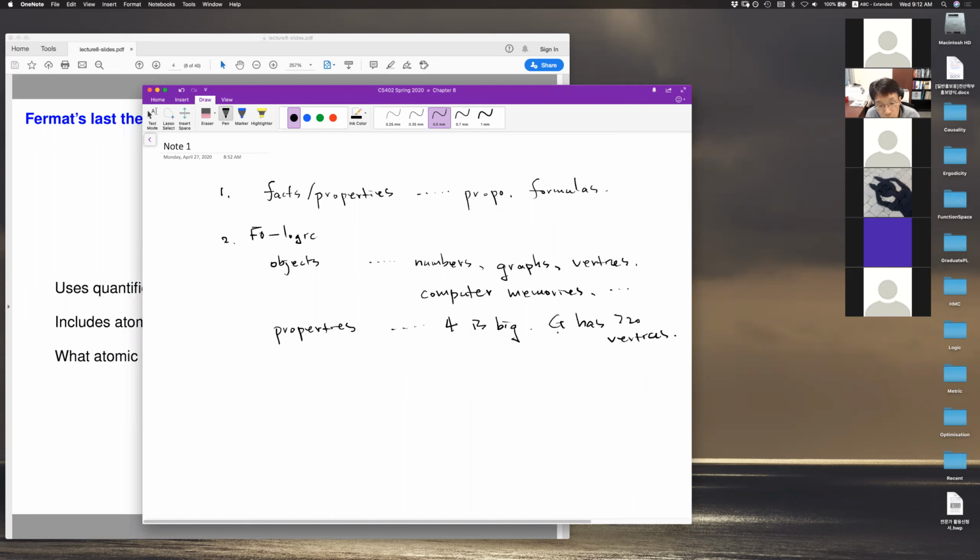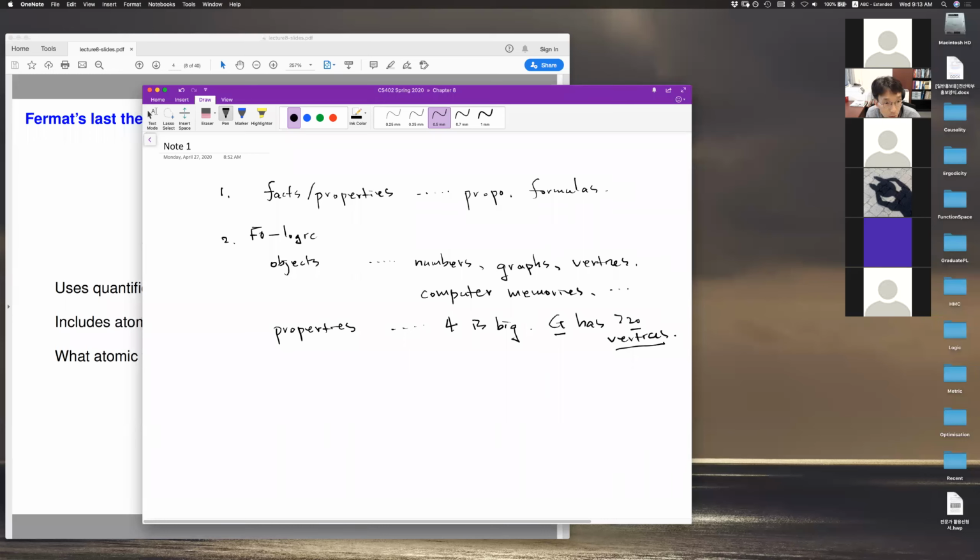which are the main actors or main participants in our description of a property, like a graph G and vertices and these numbers. But properties are describing some relationship or some facts involving one or more objects. Okay. So these are the two things that are really going on conceptually in first order logic.